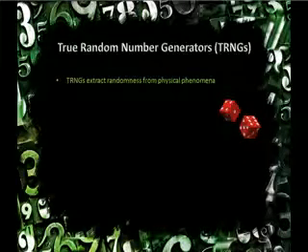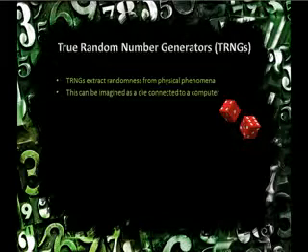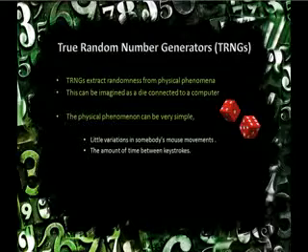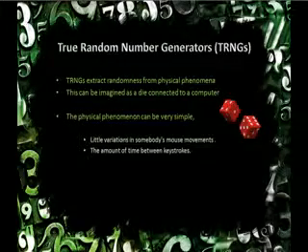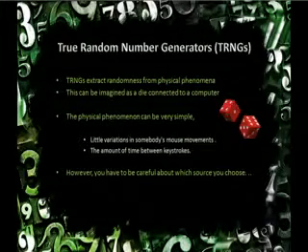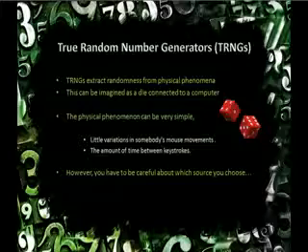True random number generators. In comparison with PRNGs, TRNGs extract randomness from physical phenomena and introduce it into a computer. You can imagine this as a die connected to a computer, but typically people use a physical phenomenon that is easier to connect to a computer than a die is. The physical phenomena can be very simple, like the little variations in somebody's mouse movements or in the amount of time between keystrokes. In practice, however, you have to be careful about which one you choose.